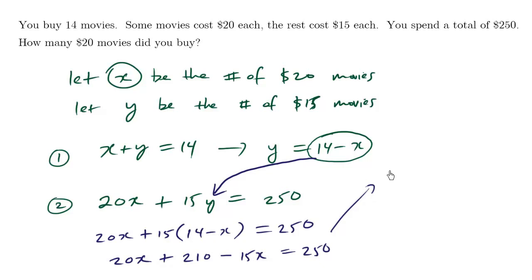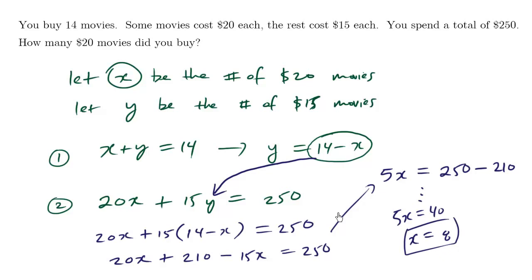20x minus 15x is 5x is equal to 250 minus 210, and continuing on with your calculator, we get 5x is equal to 40. Divide both sides by 5, we get x is equal to 8. So when you go to the movies, you can say with certainty that you bought 8 $20 tickets.